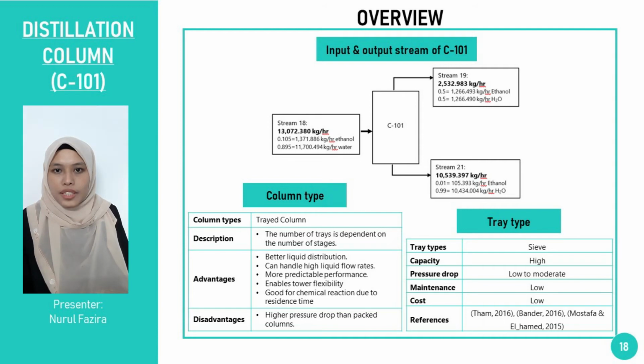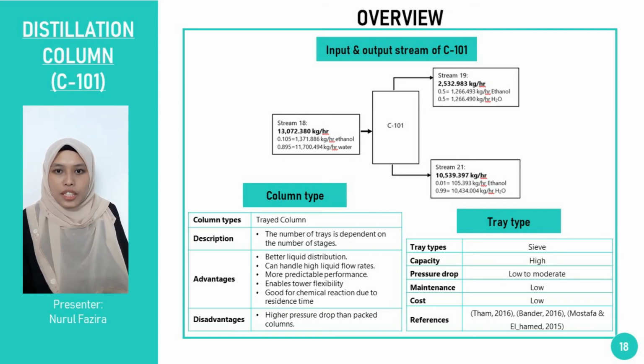Distillation is a process that separates two or more components into an overhead distillate and bottom. Many types of distillation can be found in the industry, such as packed bed column, tray column, vacuum tower, triple column, and multi-effect distillation column. The number of trays in the tray column depends on the number of stages. It has better liquid distribution and can handle high liquid flow rate. On the other hand, it is suitable for a high capacity plant.